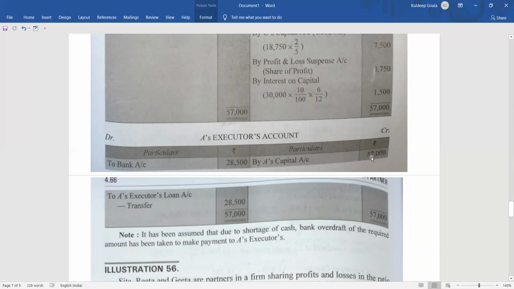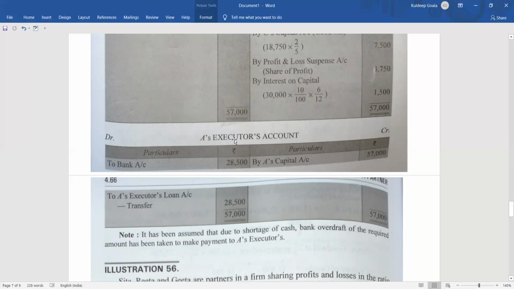And now this 57,000, half of the amount will be paid. So it will be to bank 28,500 rupees, and the remaining will be transferred to A's executor's loan account, right? Executor के loan account में. The entry will be like this, journal entry. So please make the journal entry also. As I'm telling, make the journal entry also. Remember, revise the video once again and make the journal entry in the final exam. Either ledger or journal, any one of these can be asked.